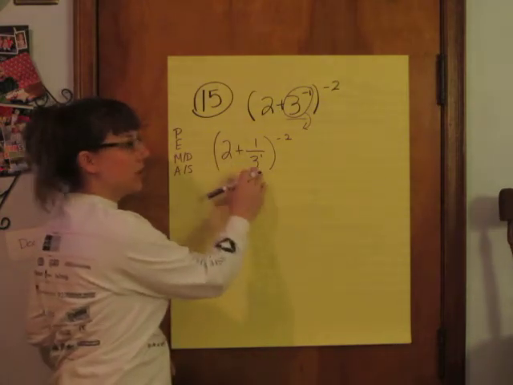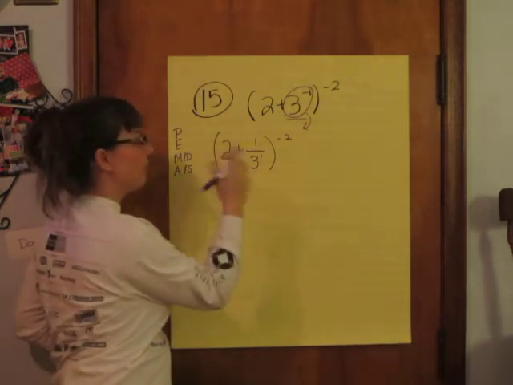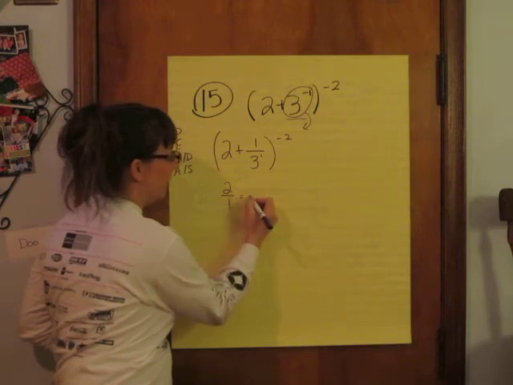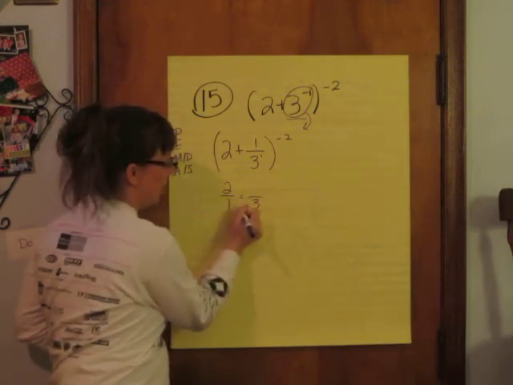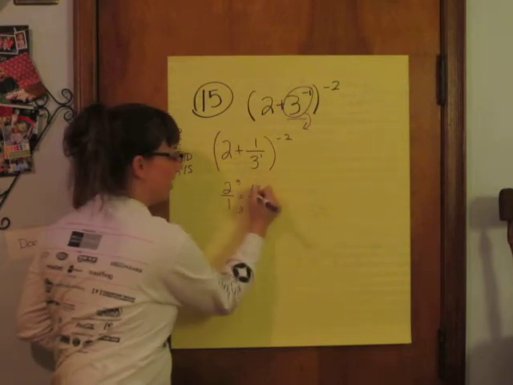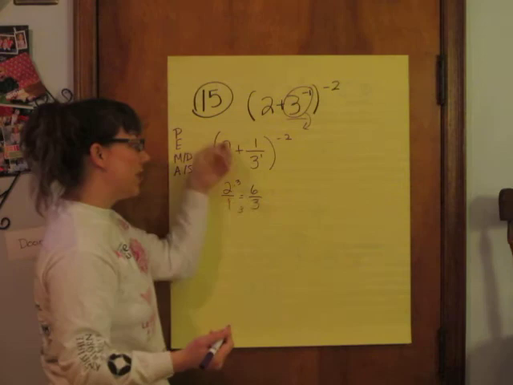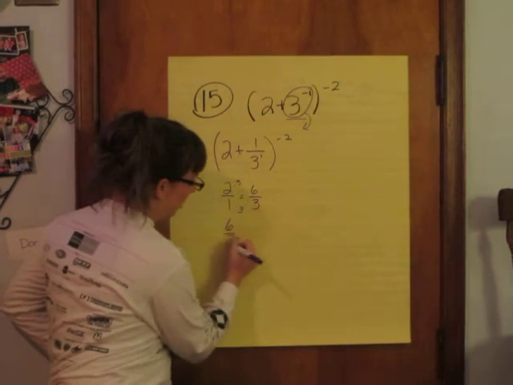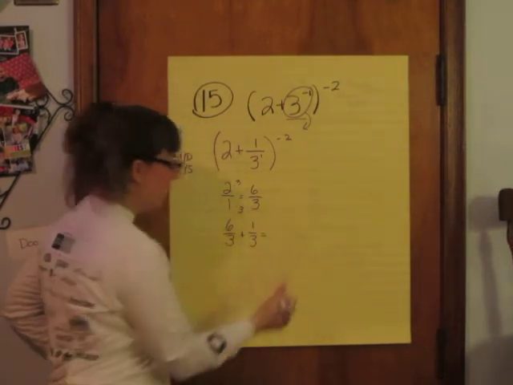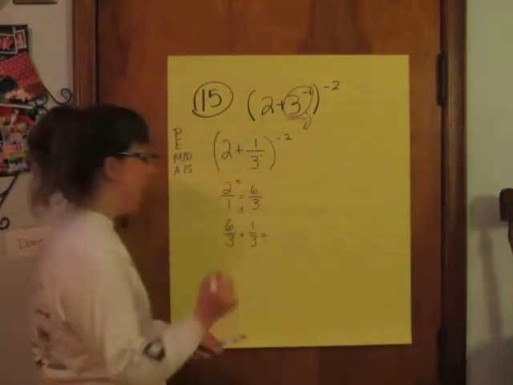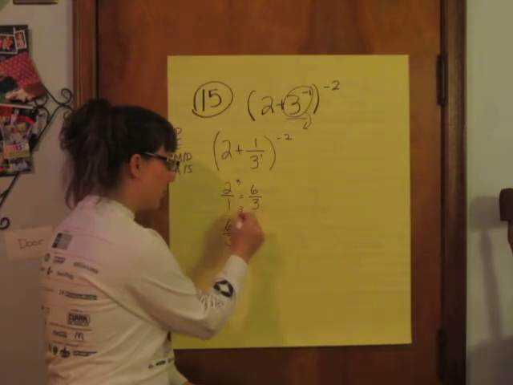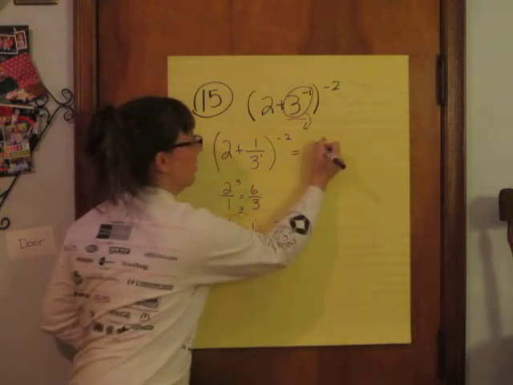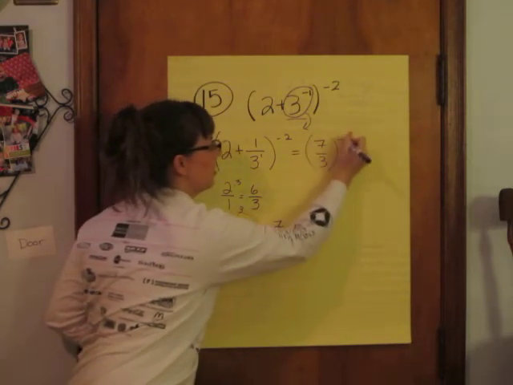So what is 2 in terms of thirds? If I want to change this into a fraction over 3, so 2 over 1 needs to become something over 3, I have to multiply 1 by 3 to get that, which means I have to multiply 2 by 3 to get that, so it becomes 6/3. 6 over 3 is 2. 6/3 is 2 over 1. So what I'm doing here is 6/3 plus 1/3. And what is 6/3 plus 1/3? Well, remember, when we add fractions, if they have the same denominator, we just add their numerators. So 6 plus 1 is 7/3. This becomes 7/3 to the negative second.